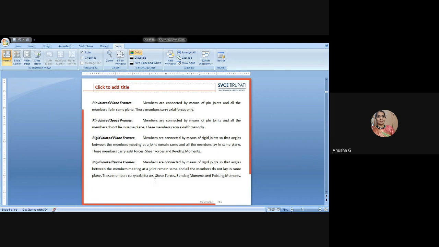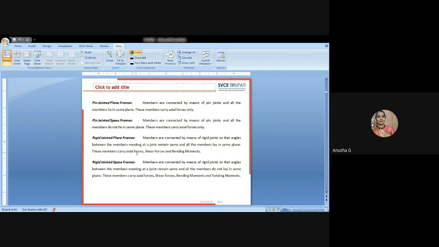The different directions of joints will be, we can find the different conditions that all will be at the same point. Members are connected by means of the rigid joint, and the angles between the members meeting at a joint will remain the same even after they lay in the same plane. This type of forces we will observe. Suppose if you are taking one condition, in that condition we can calculate the axial forces, shear forces, and bending moment of the total diagram.